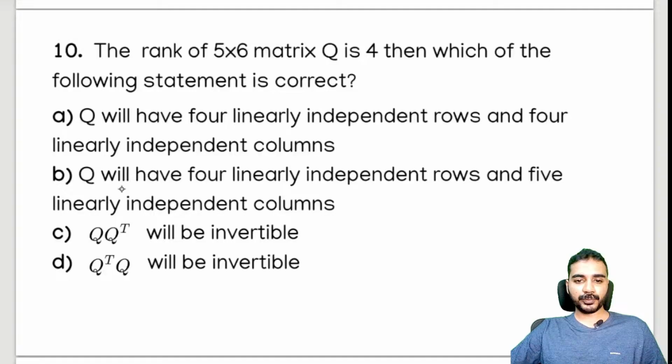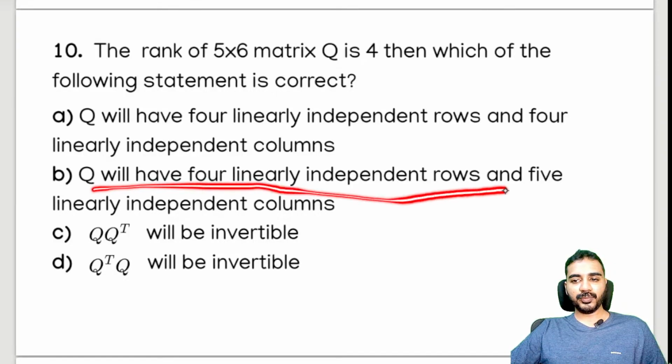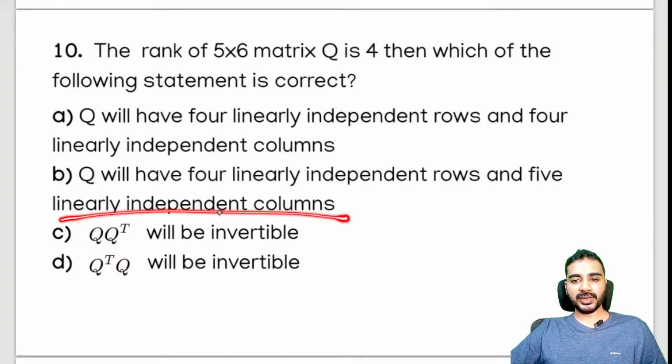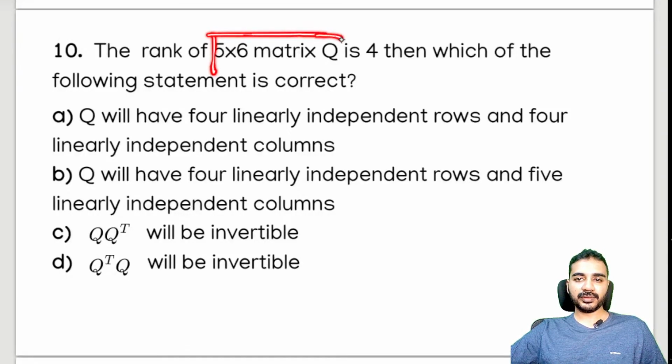We have four statements. Q transpose into Q will be invertible. Q into Q transpose will be invertible. Option B is Q will have four linearly independent rows and five linearly independent columns. Option A is Q will have four linearly independent rows and four linearly independent columns. So in the given question, it is a 5 by 6 matrix Q, 5 rows and 6 columns, and the rank of this matrix is 4.